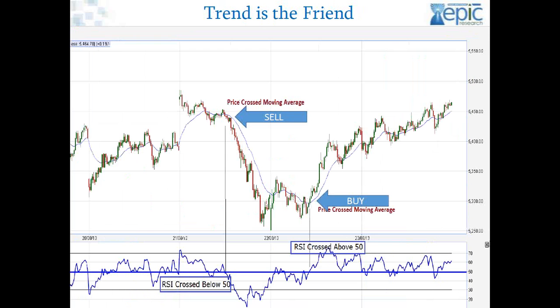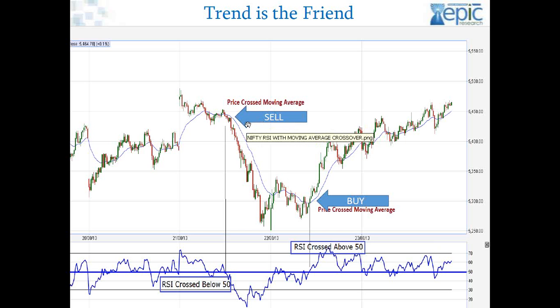As you can see in this particular chart, trend is the friend. You should not always buy or always sell in the markets if you are a trader. If you are an investor, you can buy at dips and you can sell when you feel that the stock has peaked out, or when you feel that the story in that particular stock is no more intact and you should exit from that particular stock.